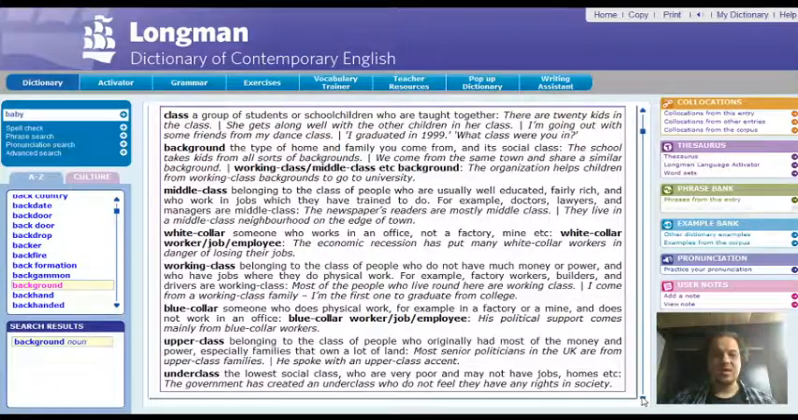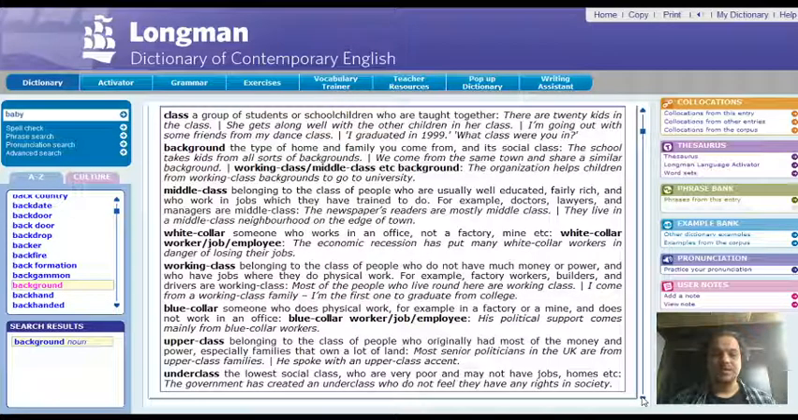Working class: belonging to the class of people who do not have much money or power and who have jobs where they do physical work. For example, factory workers, builders, and drivers are working class. Most of the people who live around here are working class. I come from a working class family, the first one to graduate from college.